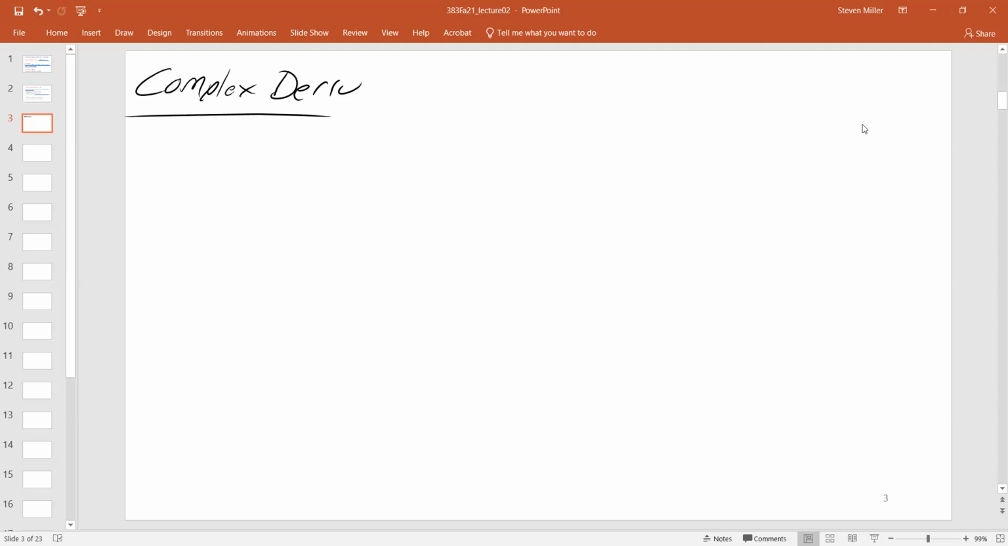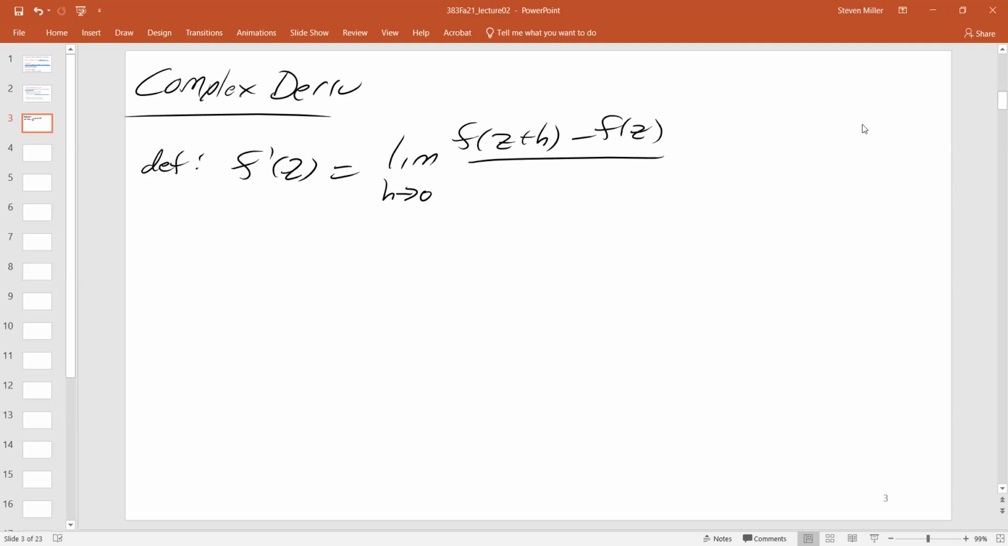So as always, we start with the definition. So it's f prime of z is the limit as h goes to 0 of f of z plus h minus f of z over h. So really doesn't look that different from what we did in one variable. The difference is that we now have more paths. So this was the old, and this is the new. And we have to be able to handle all paths like that.